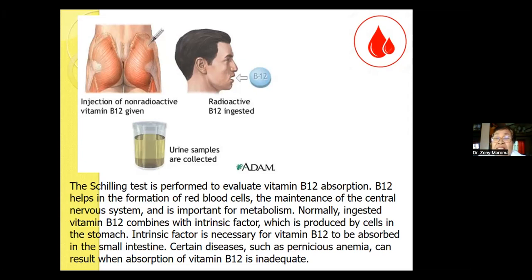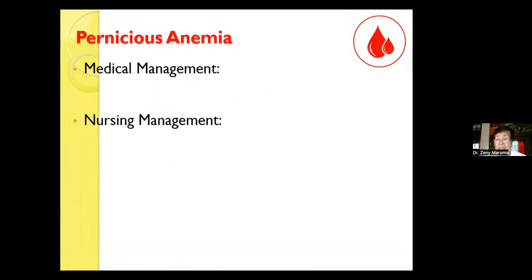The patient is given a radioactive B12 oral. Then, non-radioactive B12 IM. Collect the urine. The urine is negative for vitamin B12. This time, give parenteral intrinsic factor. Collect again the urine. Oh, the urine is now positive for vitamin B12. Confirm pernicious anemia. So, what is the management?